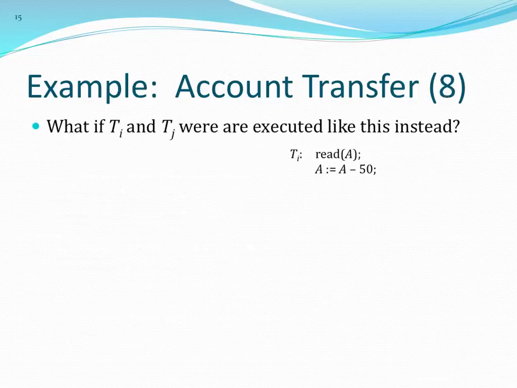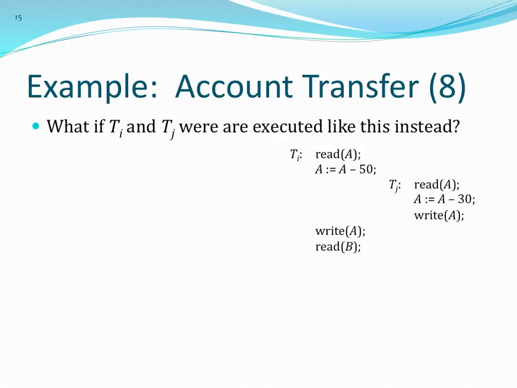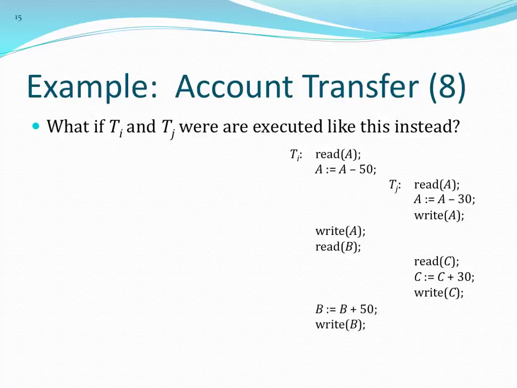Okay, so what if we had this instead? TI reads A, subtracts 50, and then TJ reads A and subtracts 30 and writes it back, and then TI writes A back. And then you have TI reads B, and then TJ does its read and modify and write on C, and then TI completes its operation. Is this okay? No. Why is it not okay?